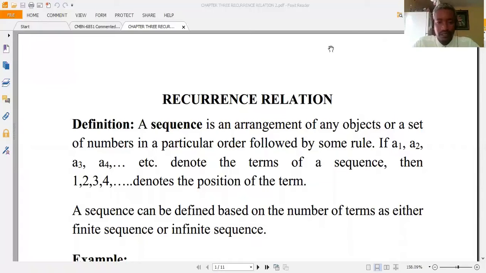A sequence is an arrangement of objects or a set of numbers in a particular order, following some rules, just like these ones, which denote the terms of the sequence, where the numbers 1, 2, 3, 4 denote the position of the terms of the sequence.